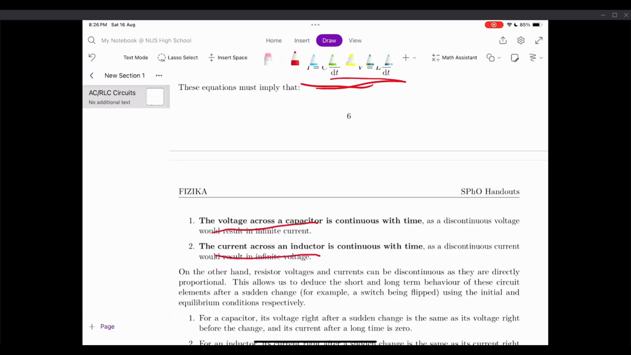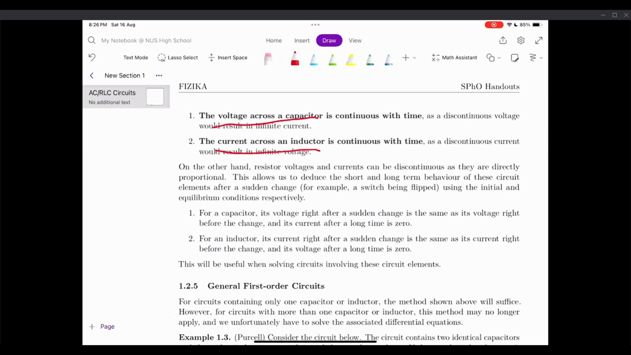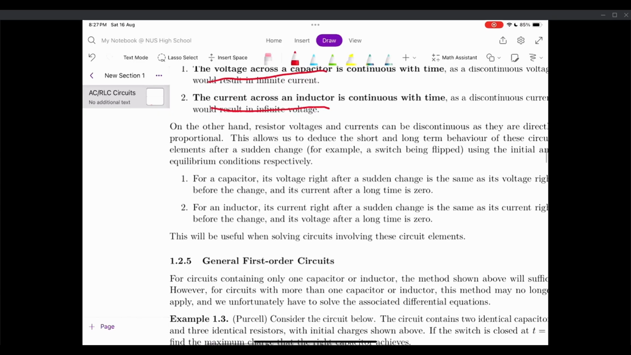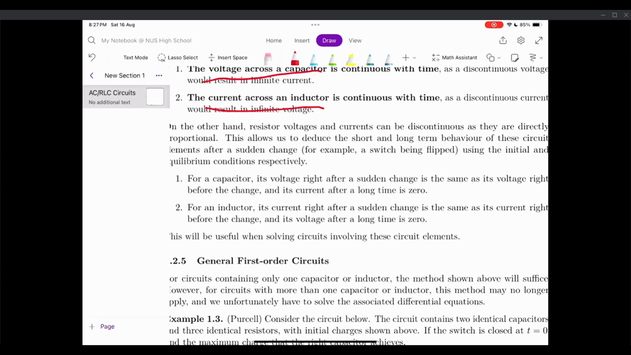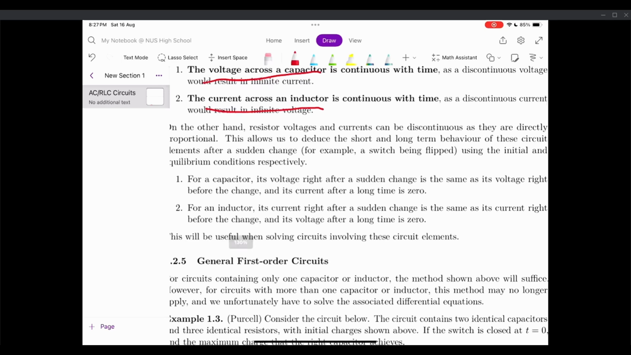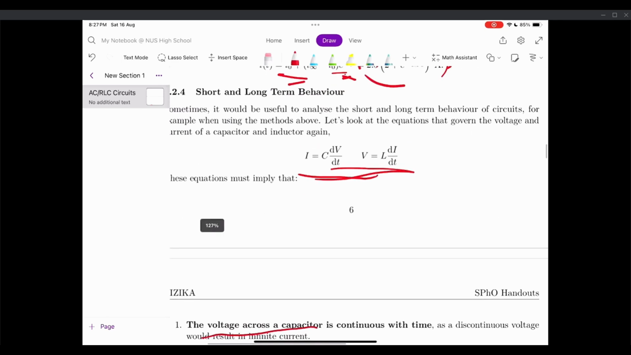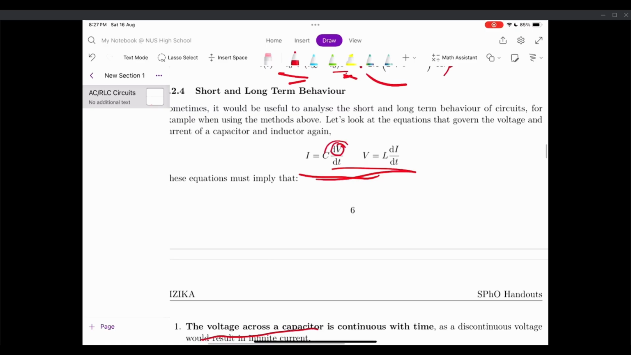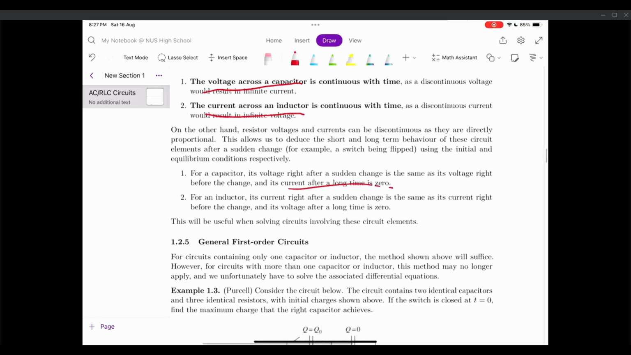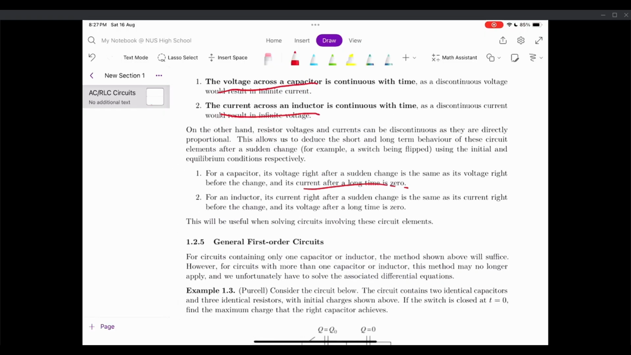Because of that, we can deduce the short and long-term behavior of these circuit elements after some sudden change, for example a switch being flipped. For a capacitor, its voltage right after and right before the change are the same, and the current after a long time is 0. This comes from equilibrium: at equilibrium your V is no longer changing, so dV/dt is 0, and that means your I is 0. The same thing holds for the inductor. This is very useful to know when solving circuits involving these circuit elements.